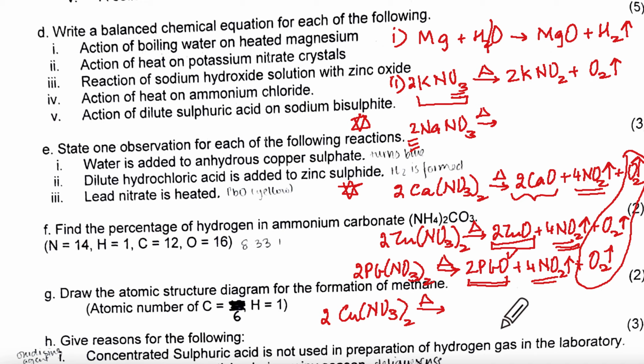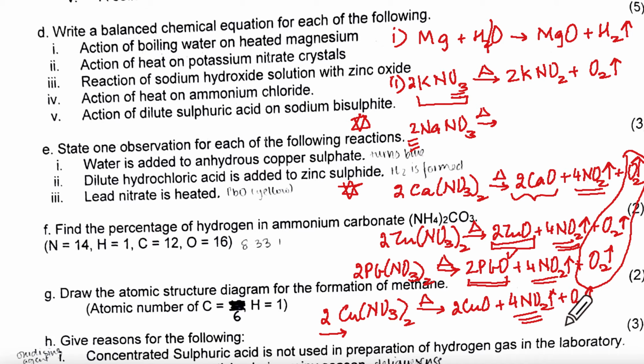2. Come on, speak. 2CuO. No, from here you have to start. From here say. 2Cu(NO3)2 on heating gives 2CuO plus 4NO2 up arrow plus O2 up arrow. Very good. And what will be our first observation?